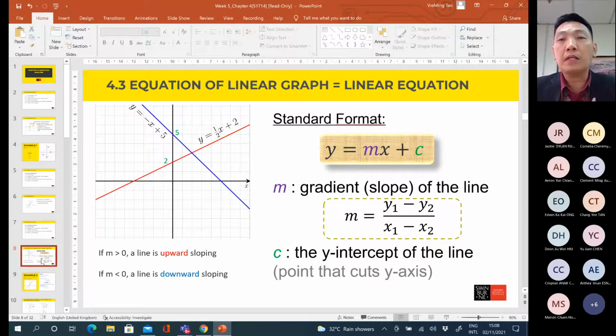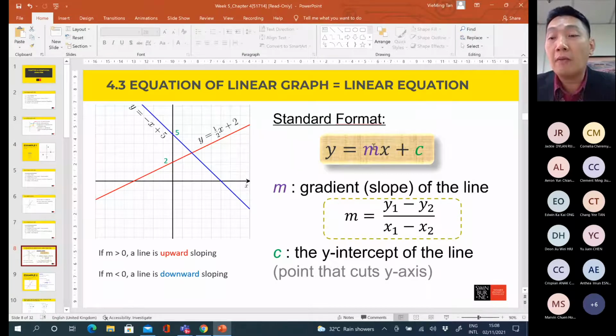The steps to form the linear equation are like this. We have a standard format of the linear equation, which is called y equals mx plus c. This is the standard format of a linear equation, whereby the m here refers to the gradient or slope of an equation.